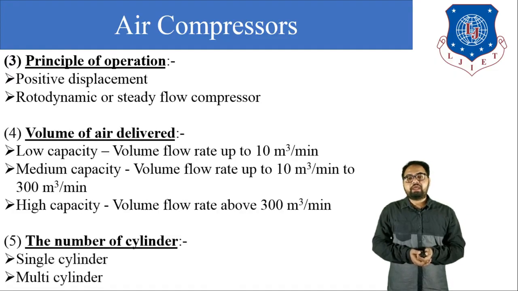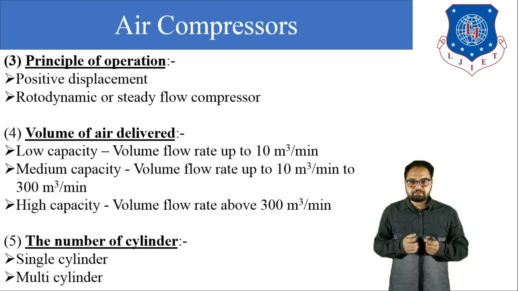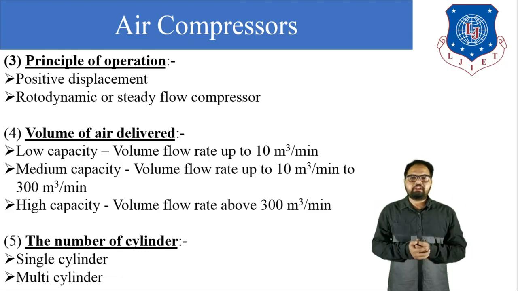Next is volume of air delivered. According to volume of air delivered, the air compressors are classified as low capacity, medium capacity and high capacity compressors. In low capacity compressor, the volume flow rate is up to 10 meter cube per minute. In medium capacity, the volume flow rate is 10 meter cube per minute to 300 meter cube per minute, and in high capacity, the volume flow rate is above 300 meter cube per minute.